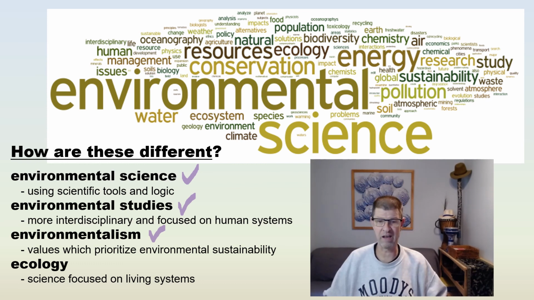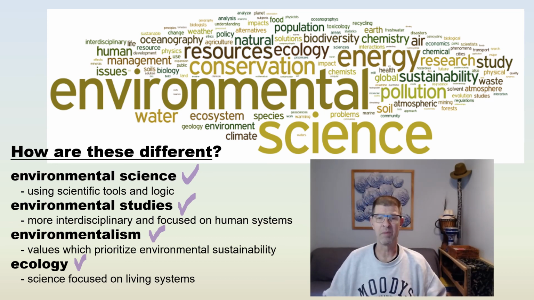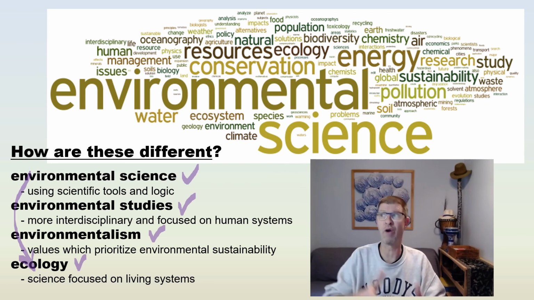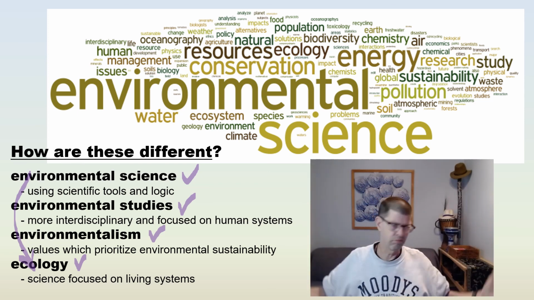And then finally, the last one here is ecology, which actually gets used interchangeably with environmental science quite a bit, but environmental science is more interdisciplinary and ecology is more about biology. I actually teach an ecology class here at Columbia College, and it is a biology class. You have to be a biology major actually to take it. So it's focused on living systems and not just Earth systems.